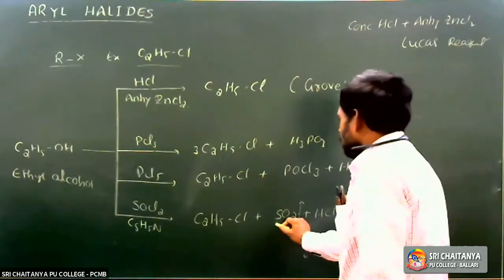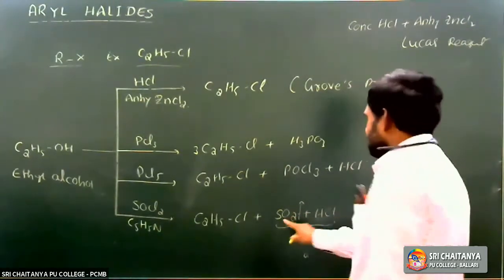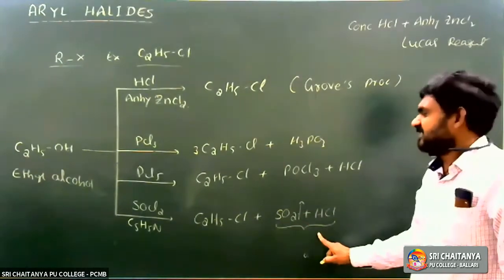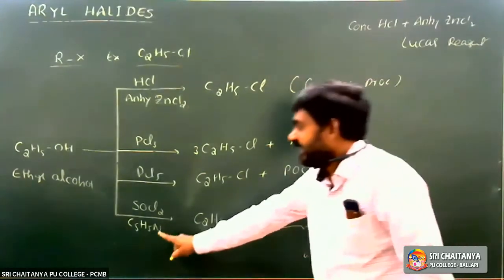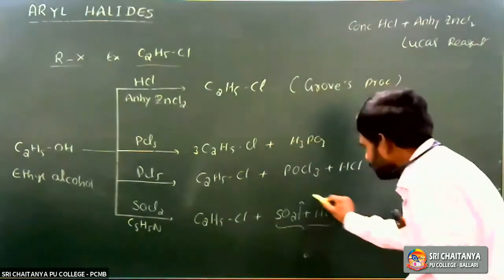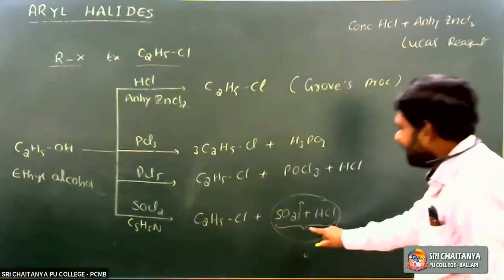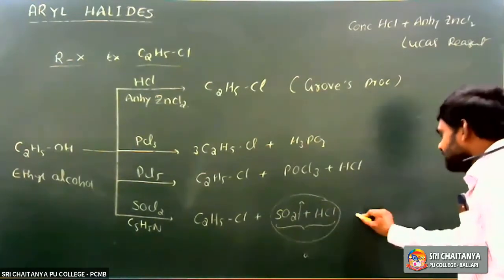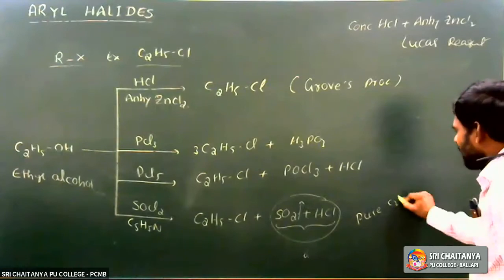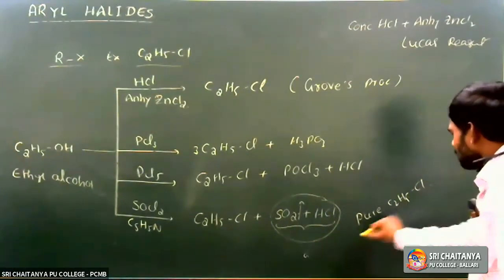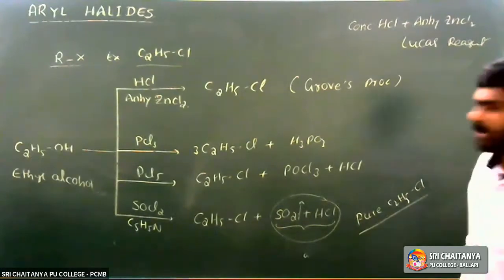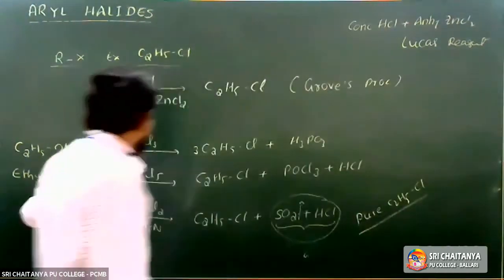Sulfur dioxide is an acidic oxide because it is a non-metal oxide. HCl is an acid. Pyridine is basic in nature, so this pyridine can remove sulfur dioxide and HCl. Hence, in this method, pure ethyl chloride is obtained. So pure ethyl chloride is prepared from ethyl alcohol.